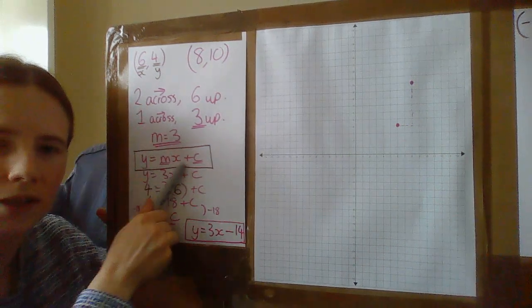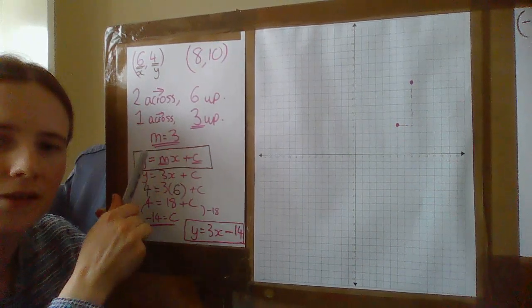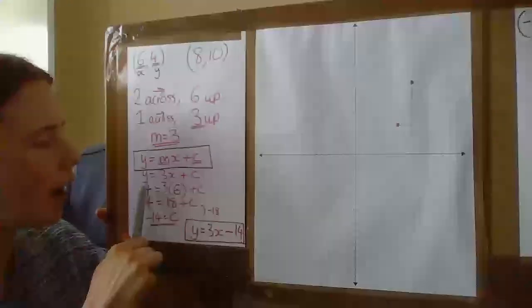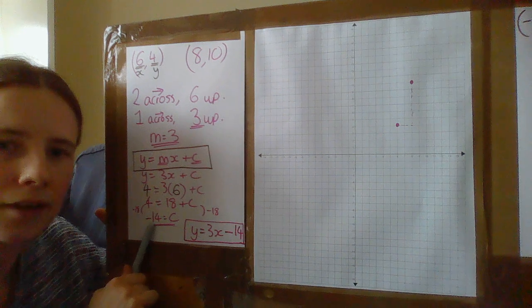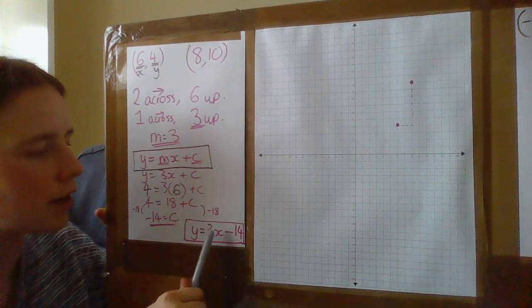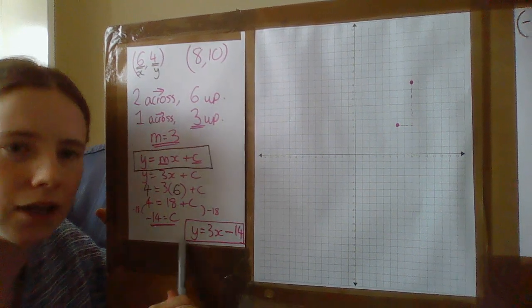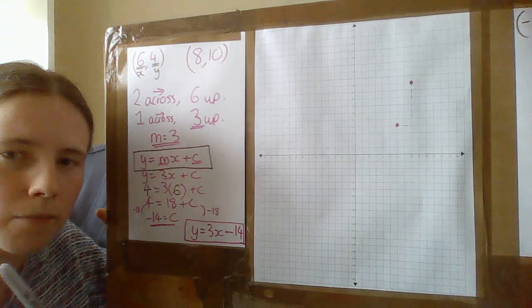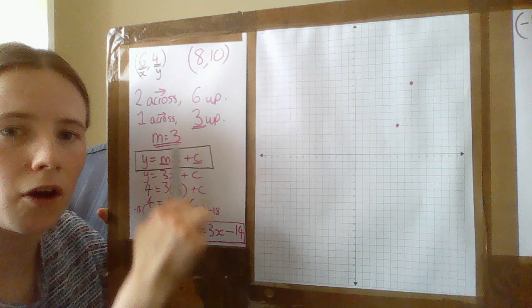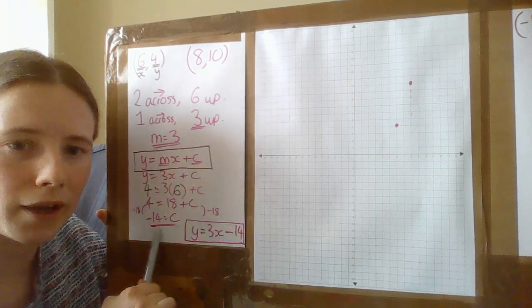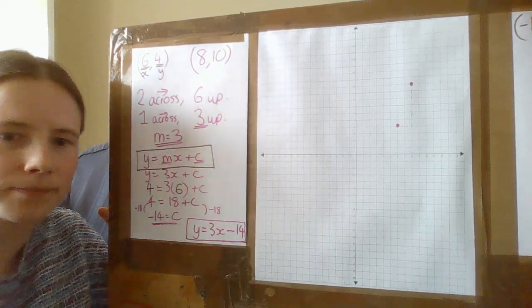Put that gradient into the equation, and then next up you're going to put the x and y value from one of the coordinates in, solve for c, and then make sure you give your answer with both the m value and the c value in your equation. Before we move on, I'm just going to draw this line so we can check that our gradient is 3 and our y-intercept is minus 14.